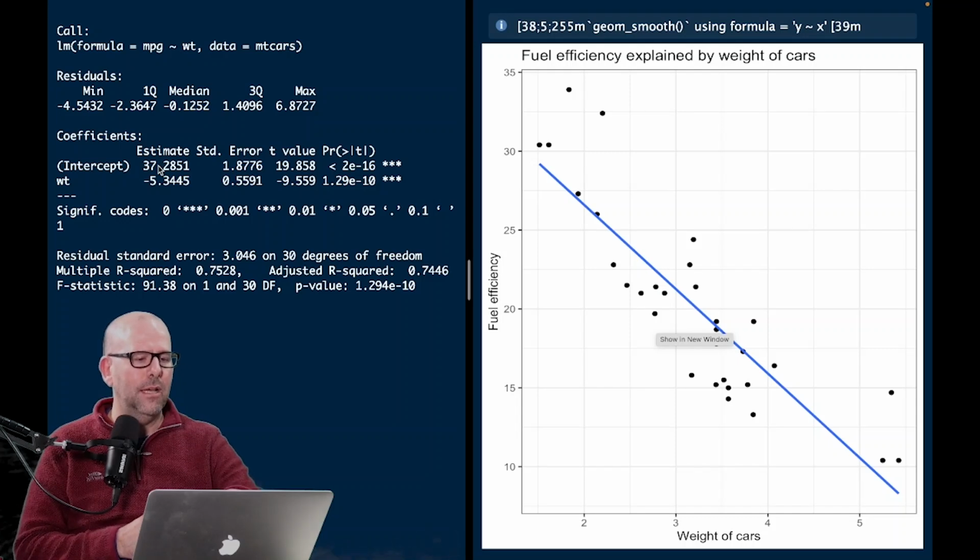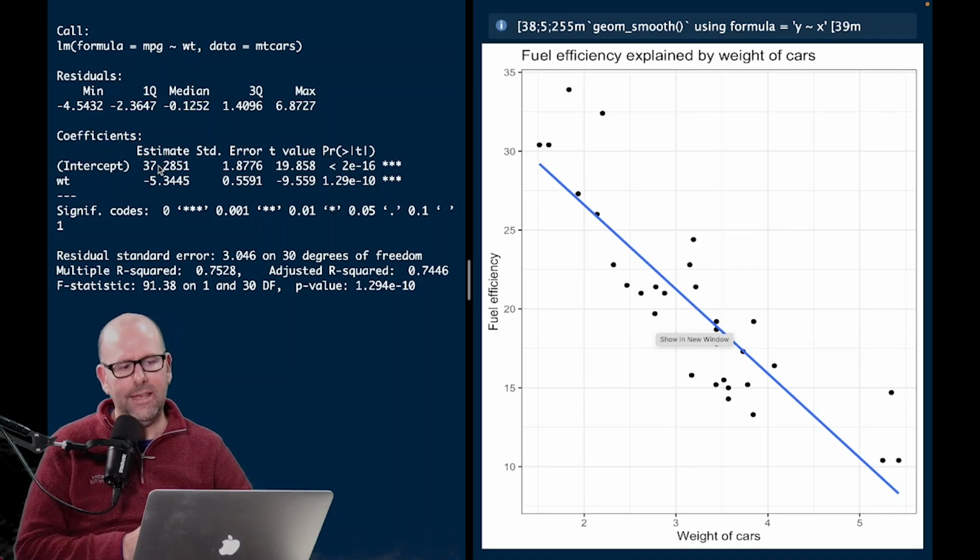Here we've got fuel efficiency explained by the weight of cars. This is actually from a different data set. Fuel efficiency is the outcome variable on the y-axis. Weight of cars is the explanatory variable on the x-axis, and we can see that as cars get heavier, fuel efficiency drops off. Fine, that makes perfect sense.